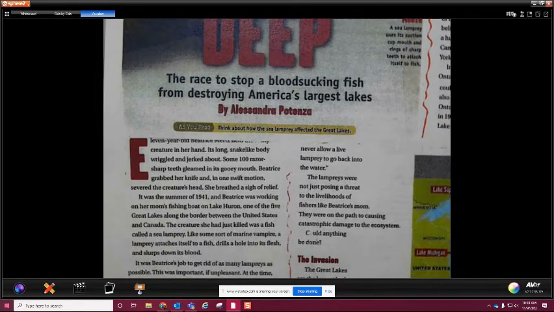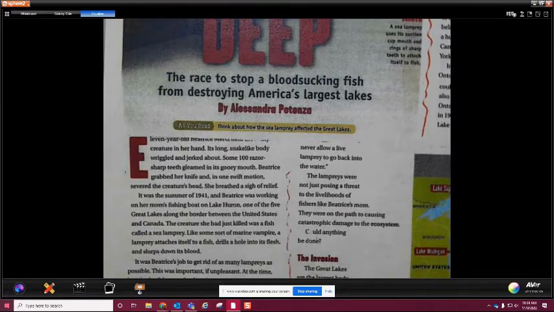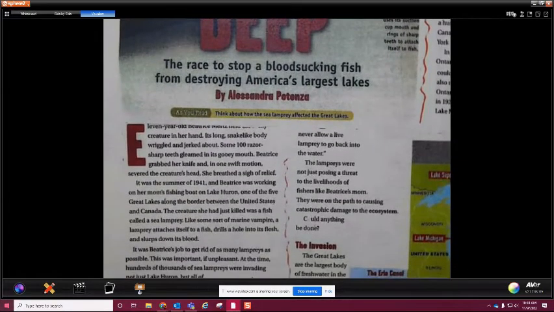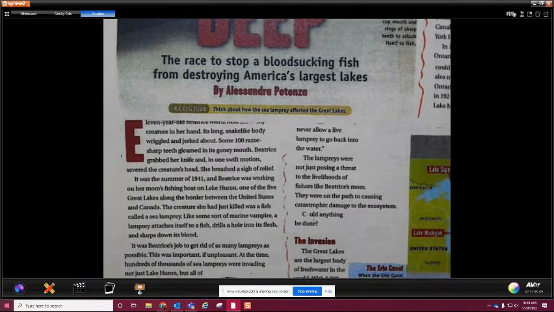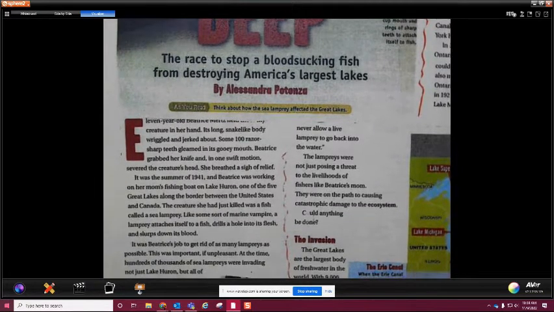It was the summer of 1941, and Beatrice was working on her mom's fishing boat on Lake Huron, one of the 5 Great Lakes along the border between the United States and Canada. The creature she had just killed was a fish called a sea lamprey. Like some sort of marine vampire, a lamprey attaches itself to a fish, drills a hole into its flesh, and slurps down its blood. It was Beatrice's job to get rid of as many lampreys as possible. This is important, if unpleasant.